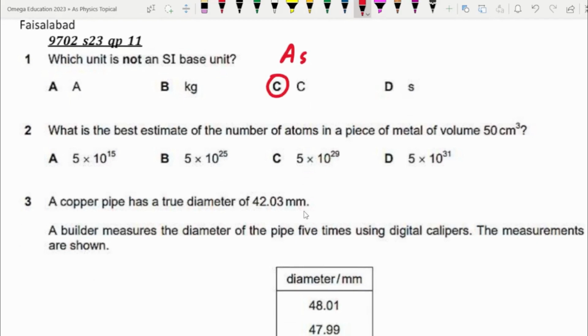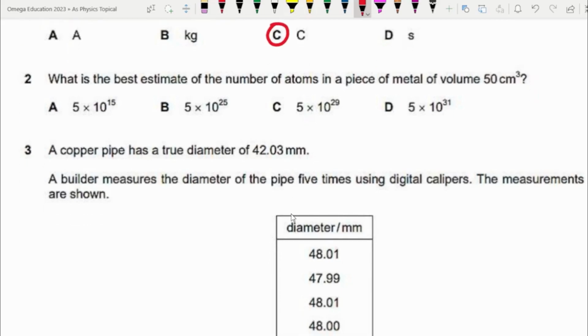Okay, then we have the next one. What is the best estimate of the number of atoms? I'm going to skip this one for a while, because that demands you to have the concept of the number of moles and Avogadro's constant, Avogadro's number. So I'm going to skip this one for a while. We proceed to the next one.